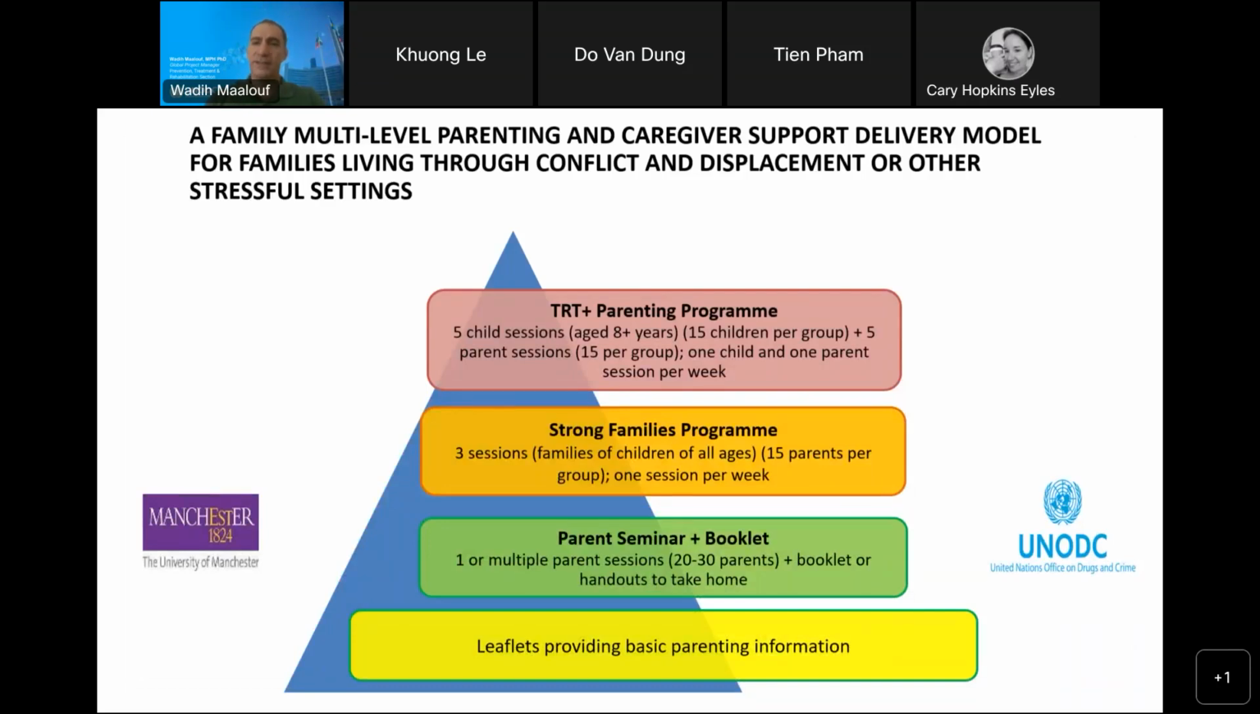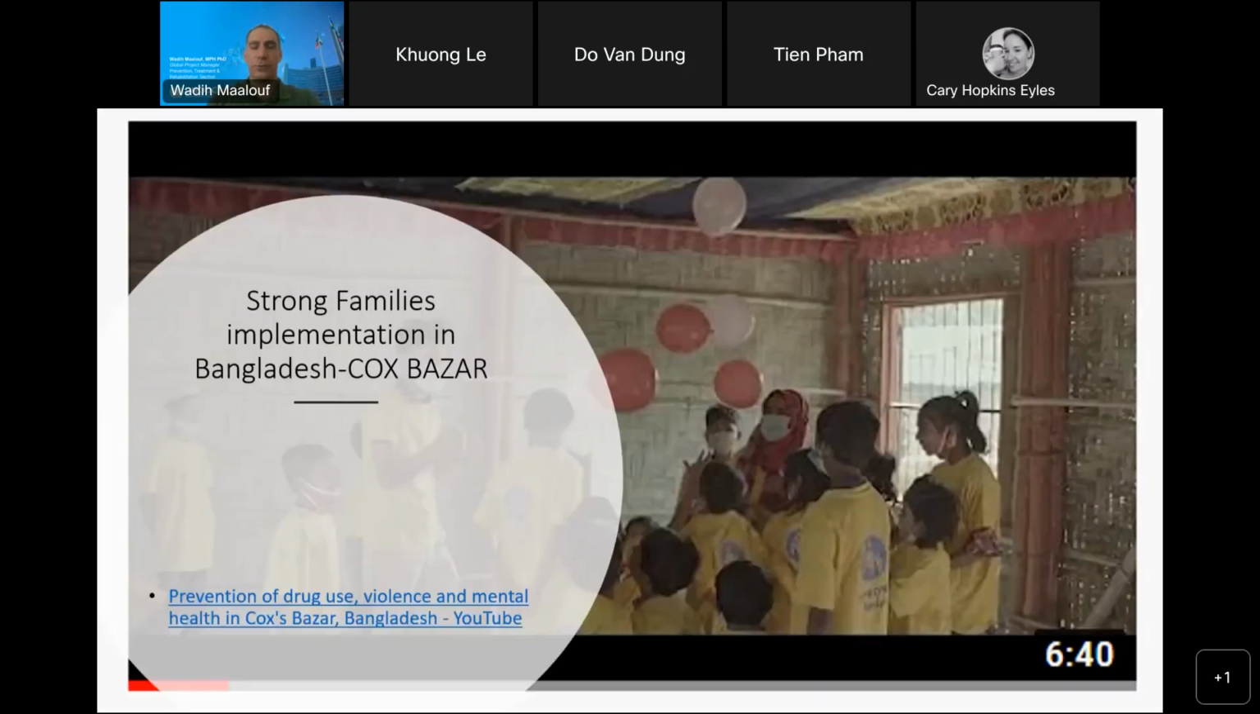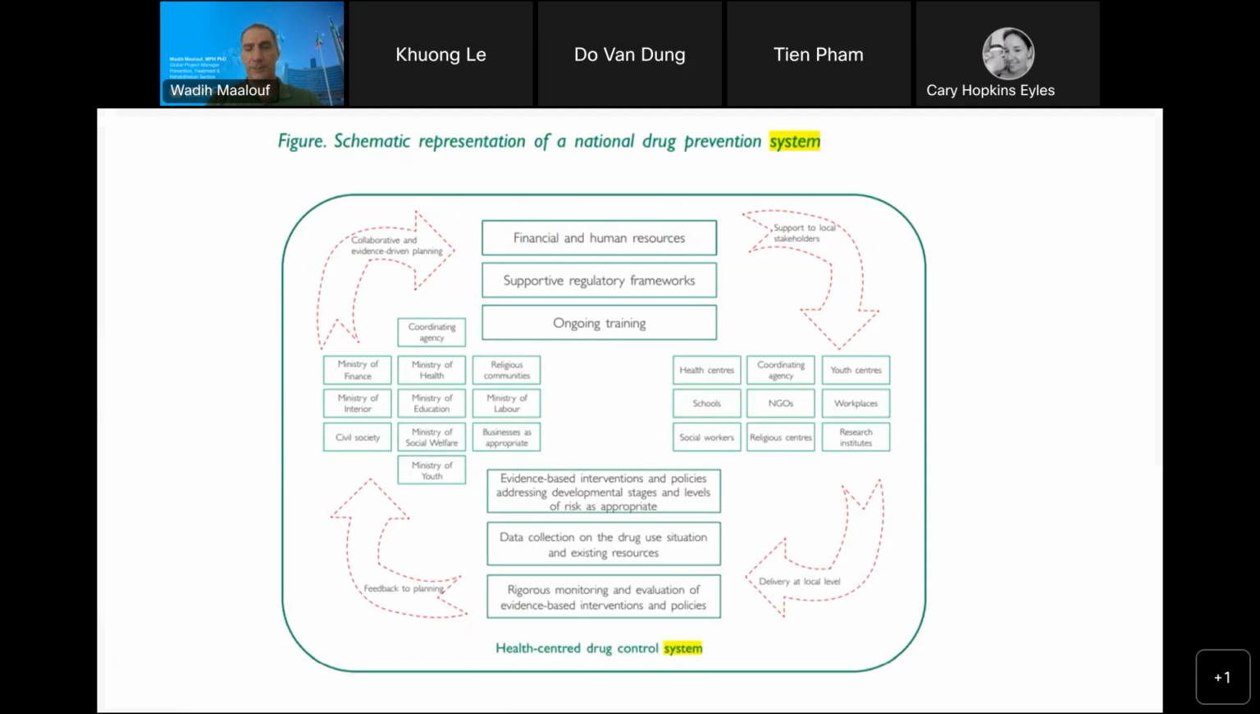I will not go into the detail, but I just want to highlight the fact that these things exist and can support further programming. The work we're doing in Bangladesh and the Cox's Bazar region with the Rohingya refugees, and there's a YouTube clip that you can see here, is a good exemplification of how this can be reached in more than one setting.